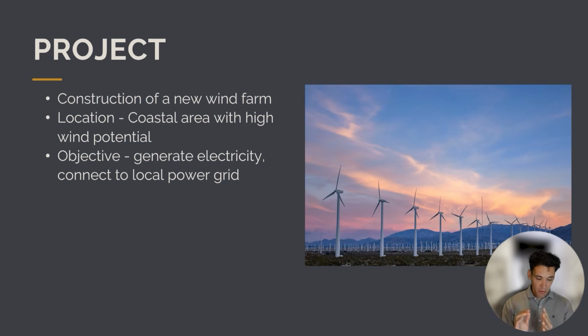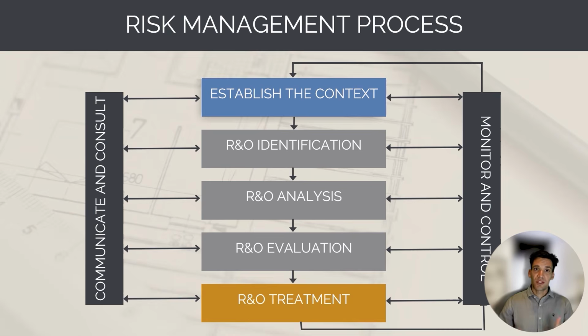Okay, so the project we're working on is the construction of a new wind farm. It's in a coastal area with high wind potential, and the objective of the project is to generate electricity and connect to the local power grid. Okay, so let's recap our risk management process and how we're going to control the uncertainty that matters on our project.